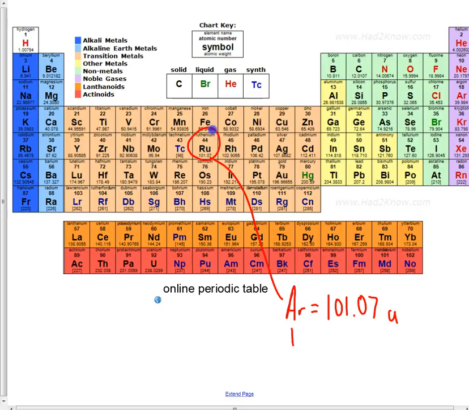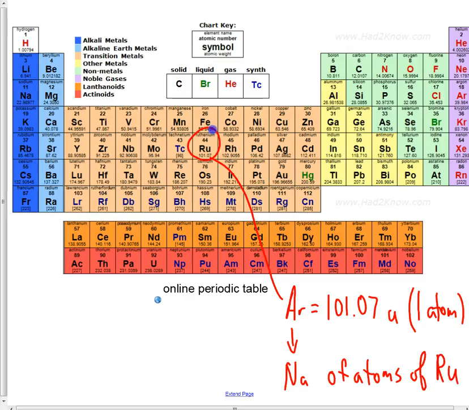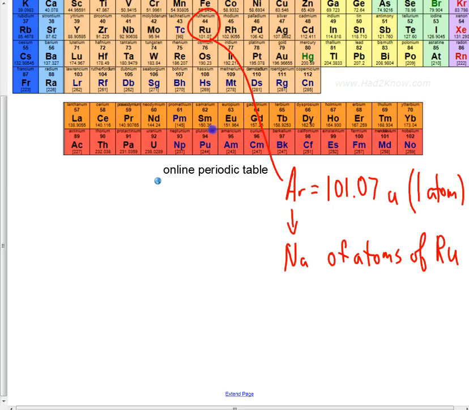Now, if we scale up from one atom to Avogadro's number of atoms of this element, Ru, we would find that that number of particles is necessary to get our value from 101.07 atomic mass units into 101.07 grams. There had to be a magic number that would bring all of those relative atomic masses from that very small unit, the atomic mass unit, up to grams. And that's what the number is.